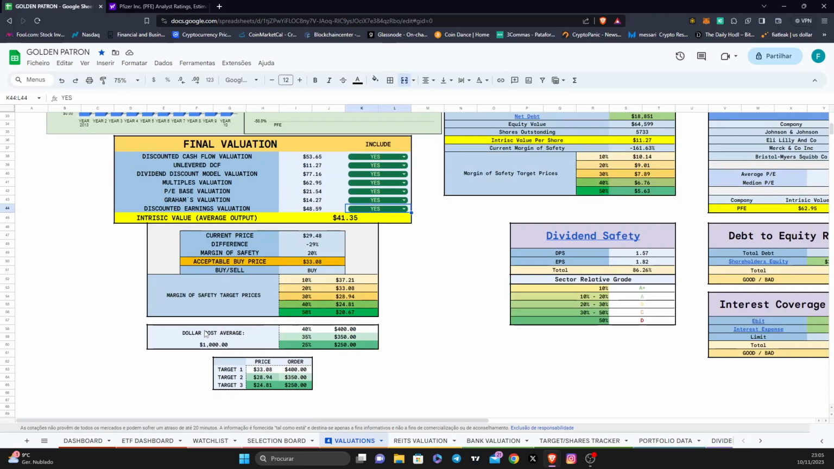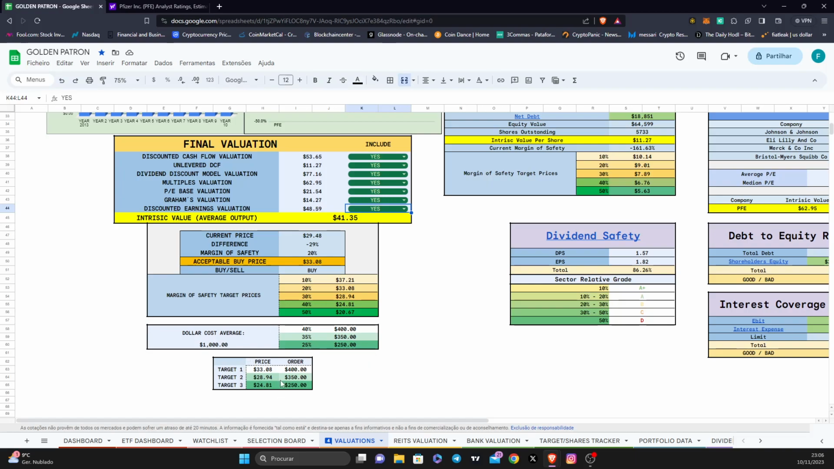And down here, this is just the dollar cost average. This is my personal way of doing things. Let's say I want to put $1,000 into Pfizer, but if I think the price is going to go lower, I would put only 40%, let's say $400, in my first target. In my second target, I would put 35%, $350. In my third target, if it goes even lower, I would put the rest, 25%.